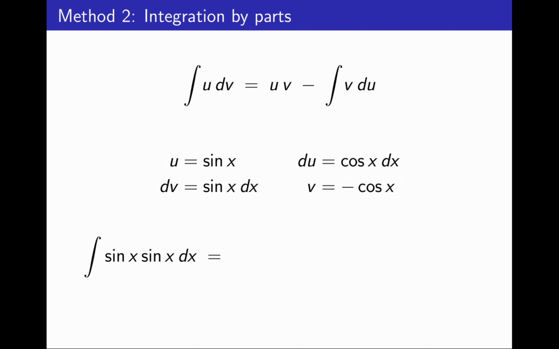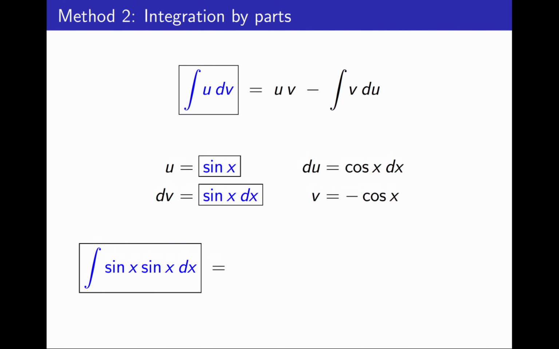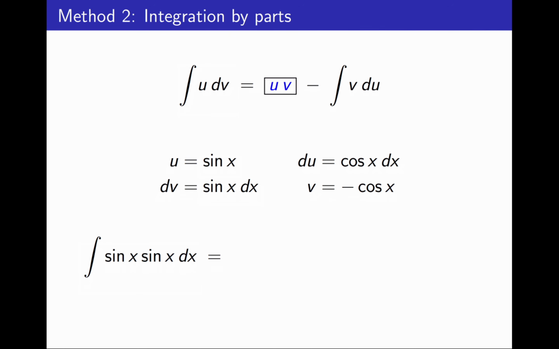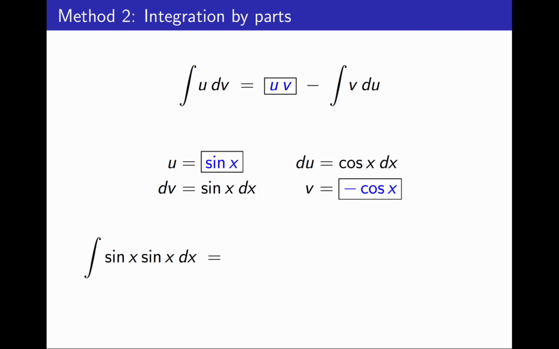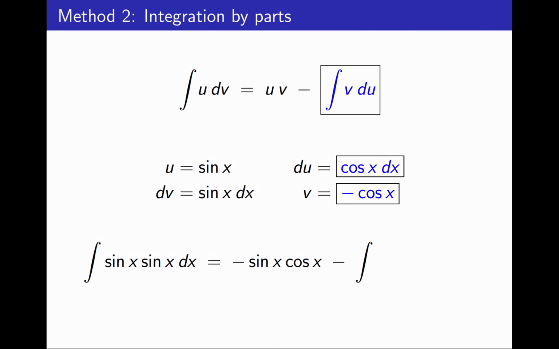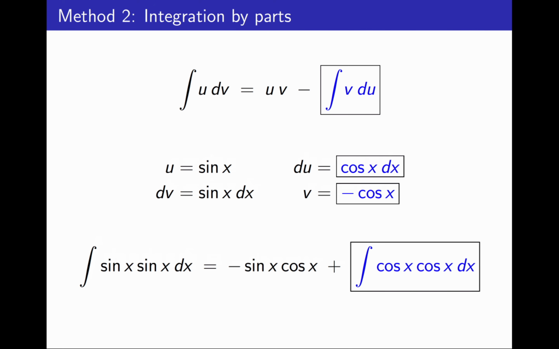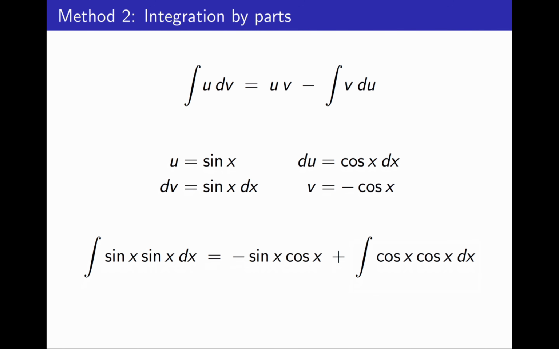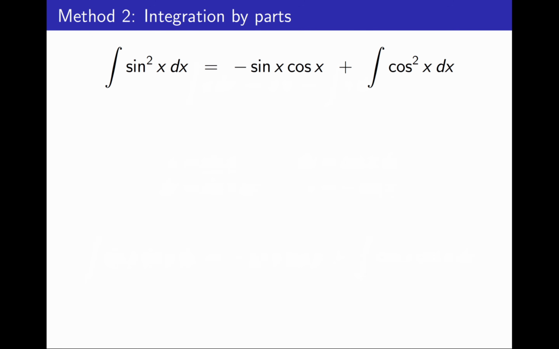Okay then. The integral of u dv, the integral of sine of x dx, is u times v, which is minus sine of x cosine of x, minus the integral of v du, which is minus cosine x dx. There, let's keep the identity and remove the process. I have proven that the integral of sine squared is minus sine times cosine plus the integral of cosine squared.